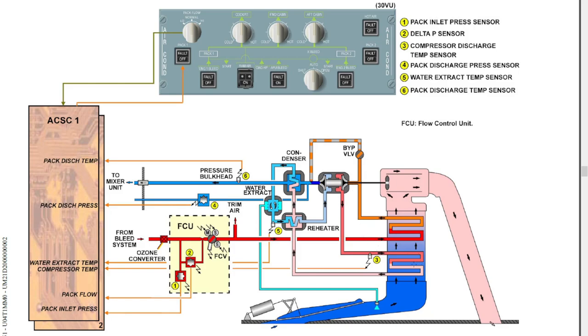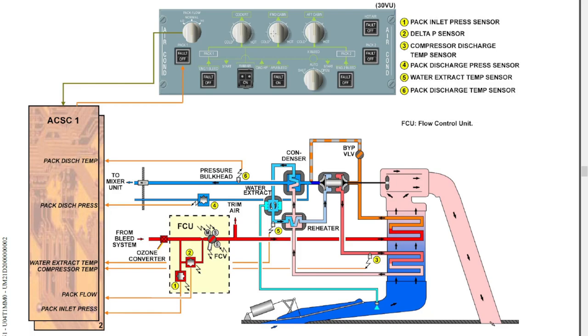Next, the airflow went through the main heat exchanger, and I told you the function of the reheater. Then it went through the condenser, then the water extractor, that also I told you. And here you can see another sensor. This is a temperature sensor. It says water extractor temperature sensor. So the signal from this temperature sensor is used to regulate the pack discharge temperature. So based on this temperature value, the air conditioning system control computer will control its related valves or units to get the required temperature, which is set by these selector knobs in the cockpit.